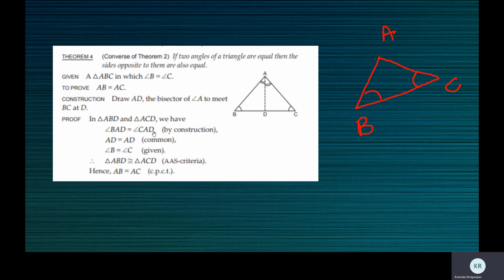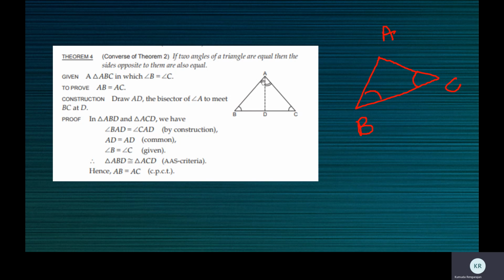AD is equal to AD, common side. This angle, because by construction AD is the bisector of this angle. So angle BAD of this triangle is equal to angle CAD of this triangle. How? That's by the construction, because this angle is bisected. So these are the two equal halves of this full angle A.